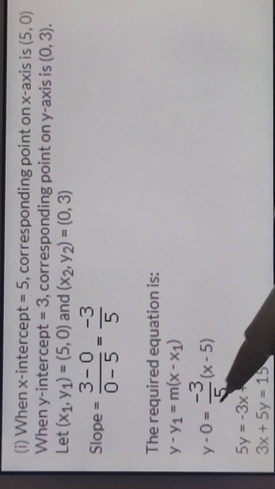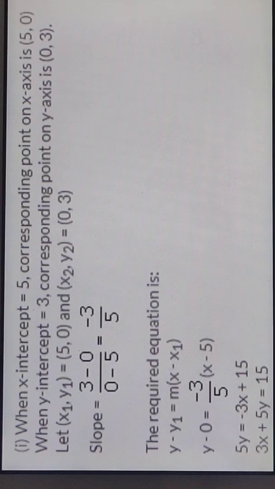So on transposing this minus 3x on the other side, the equation will become 3x plus 5y is equal to 15. And in this way, we can get the required equation of a line even if we know the x-intercept and y-intercept value, because we have figured out the coordinates from that statement of x-intercept and y-intercept. We can easily find out the equation of the line.